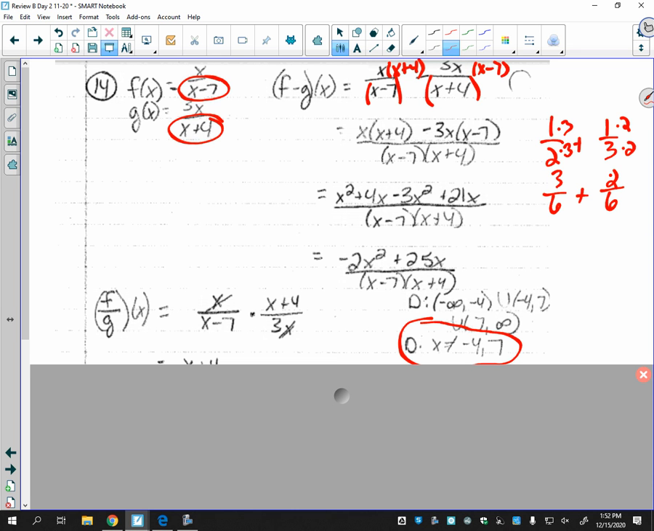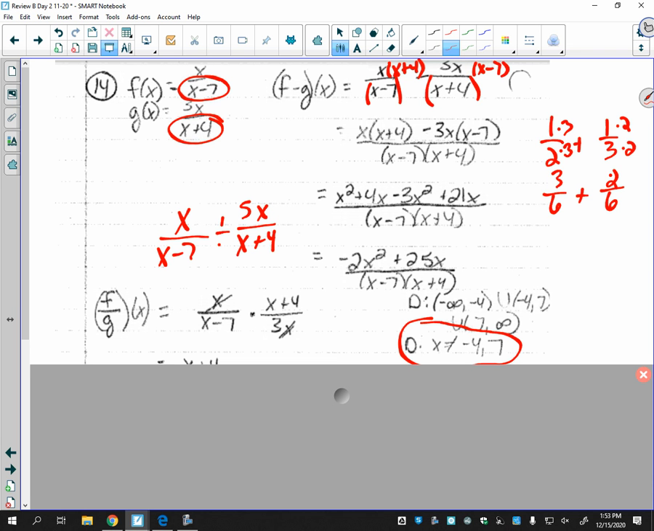Also on 14, it says find f divided by g, which I thought was very similar to one that we had on last week's test because you get a complex fraction. So I didn't show my work very well. But if I did f divided by g, that would be x over x minus 7 divided by 5x over x plus 4. And I'm just going to go ahead and write it as a division sign instead of a fraction bar. And then just like last week, we talked about copy dot flip. When you divide with fractions, it's the same as multiplying by the reciprocal.